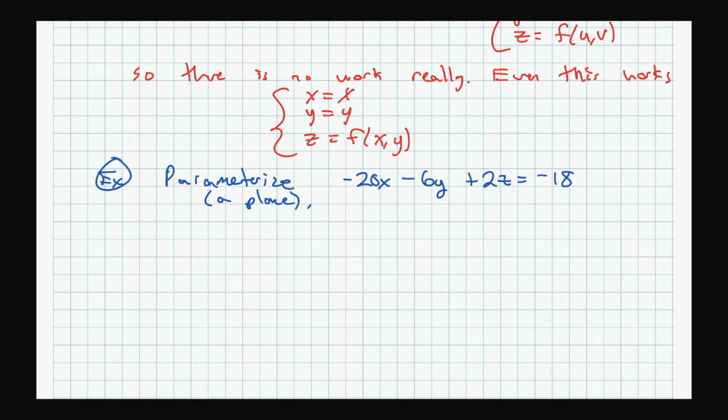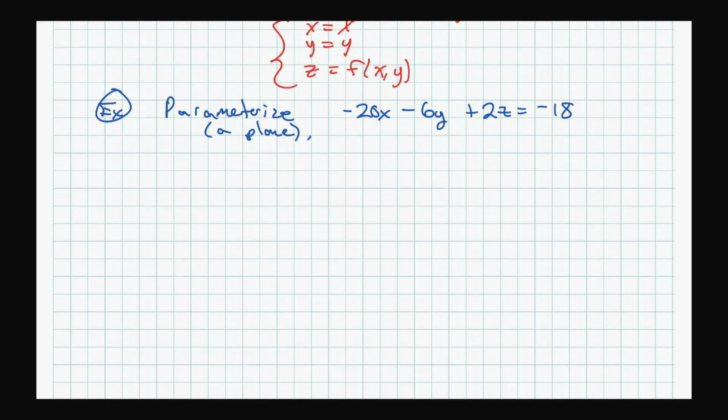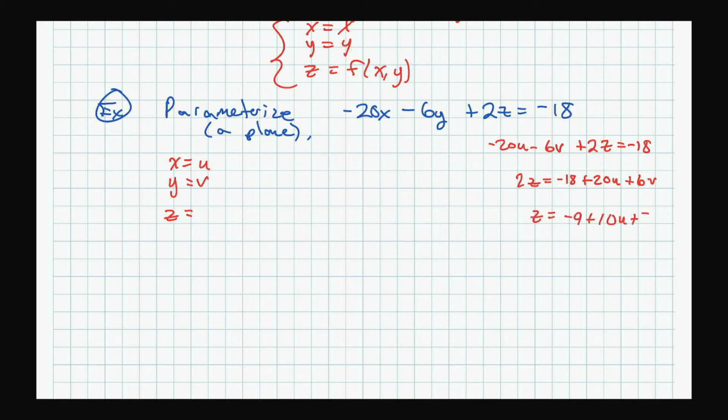Okay, so how are we going to do it? Well, we can just say we're going to use u's and v's. So let's let x equal u. Let's let y equal v. And then what would z equal? Well, you can just figure it out, right? If you make those replacements here, you have negative 20u minus 6v plus 2z equals negative 18. Move the u's and the v's over, you have 2z equals negative 18 plus 20u plus 6v, and then divide everything by 2, and you get z equals negative 9 plus 10u plus 3v. So that could be your parameterization.